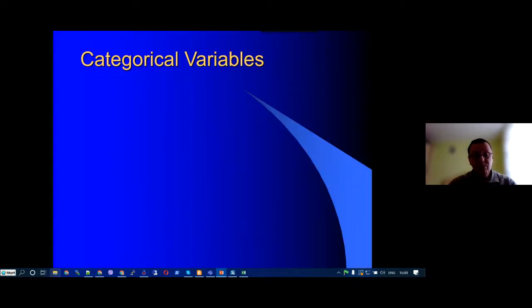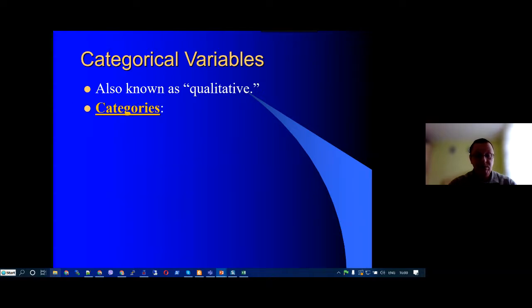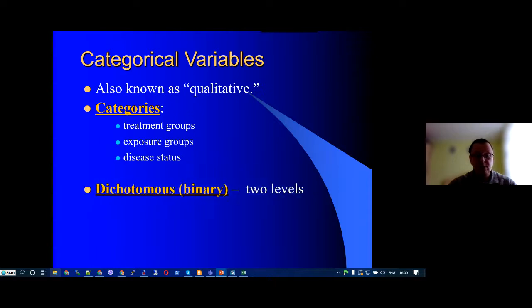If we look in more detail at categorical variables, we can identify some categories which could be seen as treatment group, exposure, disease status, and we can identify the binary or dichotomous variable which has only two values, like did live, yes, no, treatment, placebo, and so on.